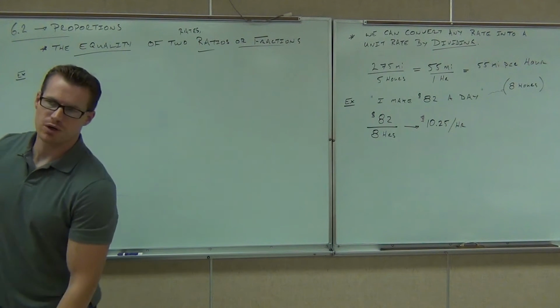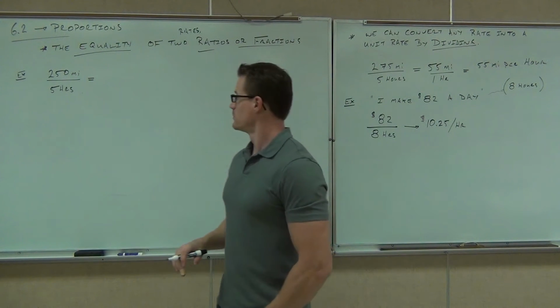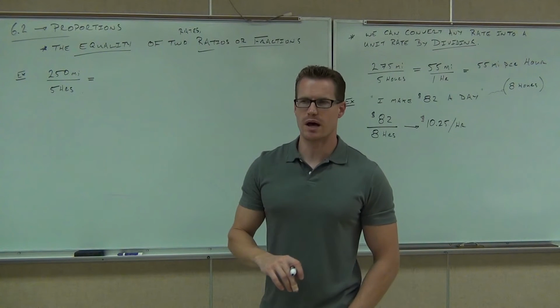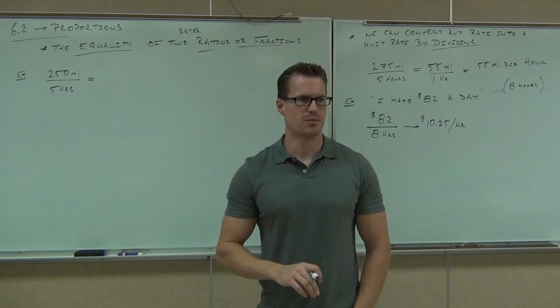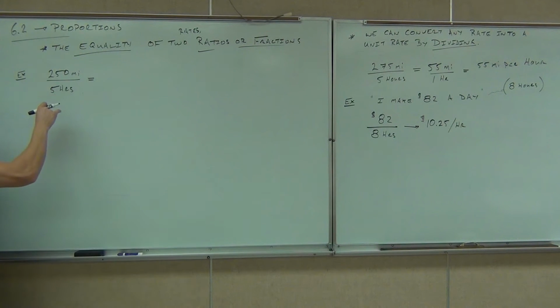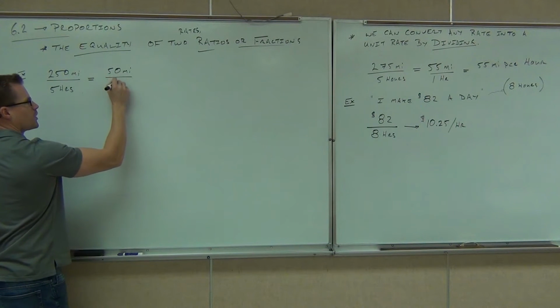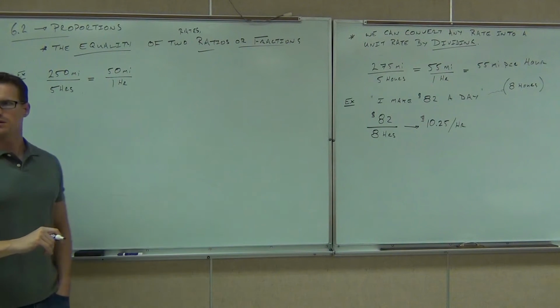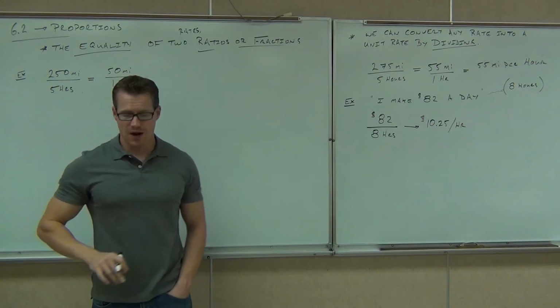Let's say you went 250 miles in 5 hours. How far did you go in 1 hour? Probably, let's pretend you went a constant speed the whole entire time. 50. You went 50. So would you agree that 250 miles over 5 hours is the same thing as 50 miles over 1 hour? Yeah. Is that true? Yeah. That's a proportion. It's just the equality of two fractions.